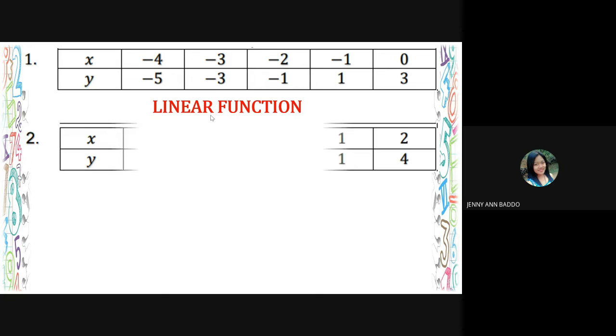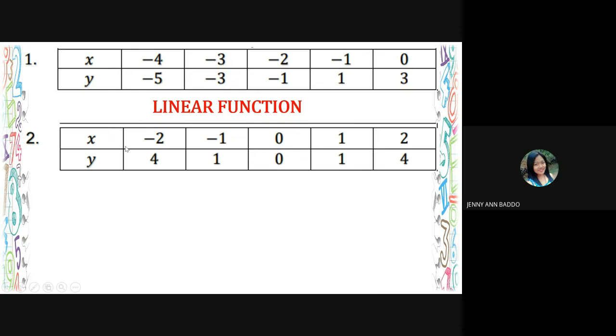Next example. Now, since we have here equal differences for x, let's proceed to y. 4 minus 1, that's 3. 1 minus 0 is 1. So from these first two pairs alone, we do not have equal first differences. So we can now conclude that this is not a linear function.